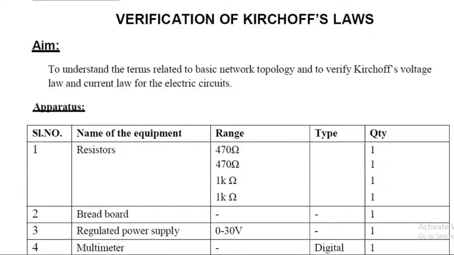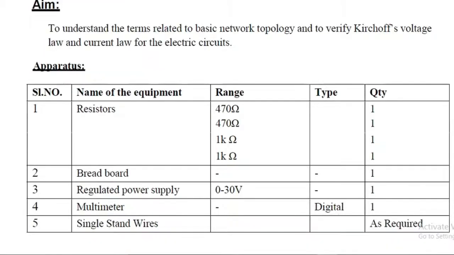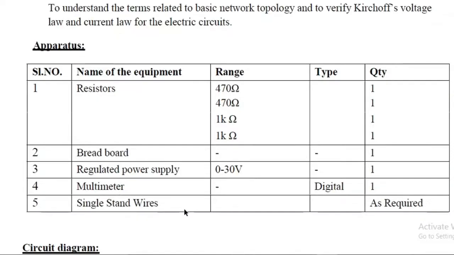For that, we are going to take a circuit diagram which consists of 4 resistors of 470 ohm, 1 kilo ohm, 1 kilo ohm. These are the 4 resistors that we are going to use in a circuit to verify KCL and KVL. We will need a breadboard on which we connect the circuit, a regulated supply to supply the power to the circuit, multimeters to measure the currents and voltages across the resistors, and single strand wire to connect the circuit.